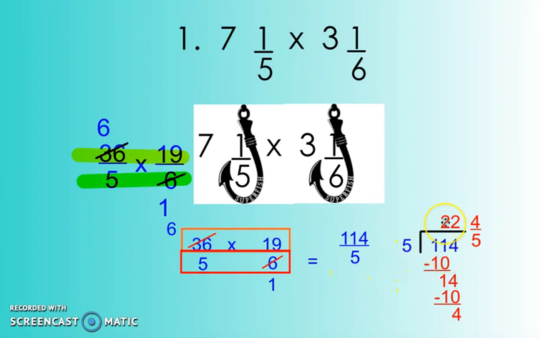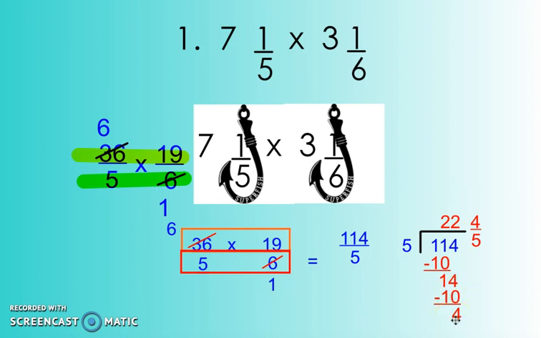5 goes into 11 2 times. 2 times 5 is 10. And we have 1 left over. Now we do have a number to drop down, so let's drop down our 4 and let's subtract. Or how many times does 5 go into 14? 2 times again. 2 times 5 is 10, and we have 4 as a remainder.